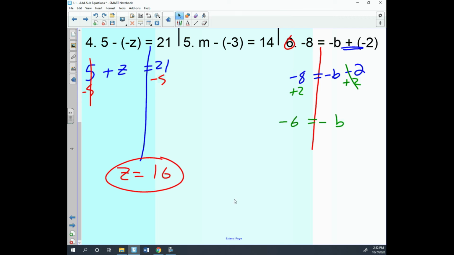Eventually we'll show you how to solve that mathematically, but I want you to just think. If negative b is negative 6, what do you think regular b is? Well, I think it's going to be positive 6, right? b is 6, negative b is negative 6, and that's exactly right.